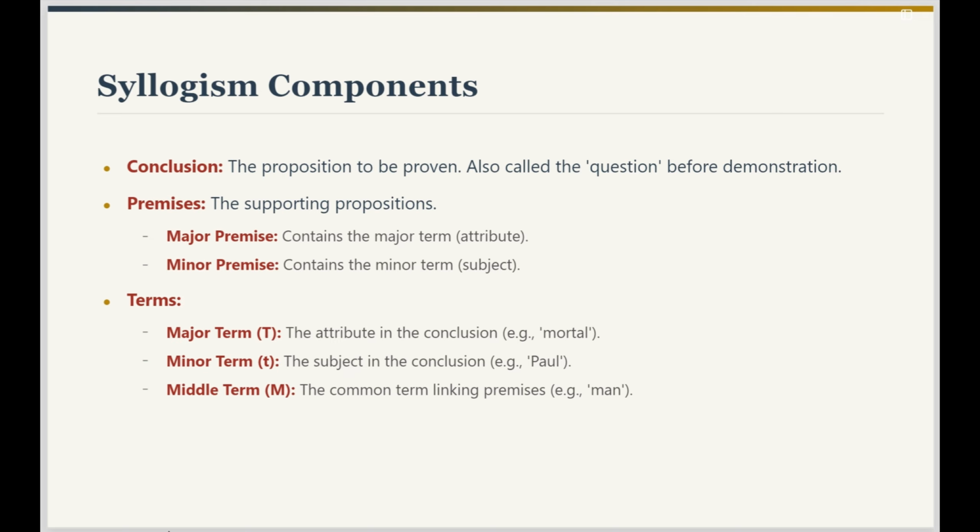Now let's name the players. The major term T is the attribute in the conclusion, e.g. mortal. The minor term t is the subject, Paul. And the middle term M is the crucial connector appearing in both premises, but not in the conclusion, e.g. human. It's the bridge linking mortal and Paul via their shared relation to human.